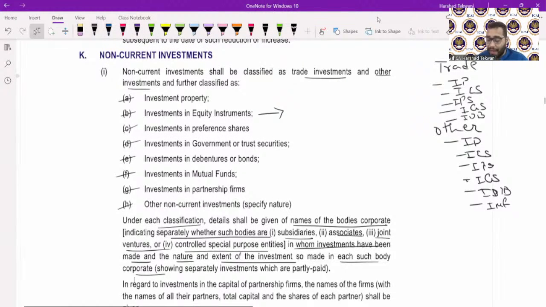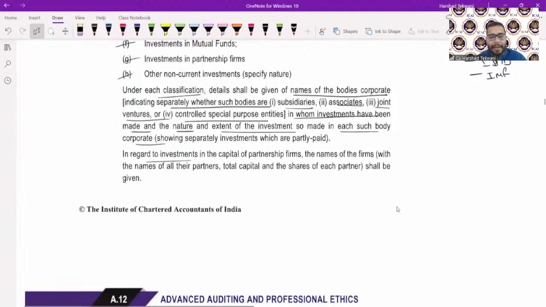Then what additionally I am required to give is, in regard to investment in capital of partnership firms, the name of the firm, name of all their partners, total capital, and share of each partner shall also be given. Means I need to provide the details of the partnership firm also. The reason is, let's say today if I'm investing in a partnership firm, what if the partnership firm is a related party? What if I'm transferring the money from the company to my own partnership firm, or a partnership firm where I or any of my relatives is interested or is a partner? This will show you that detail.